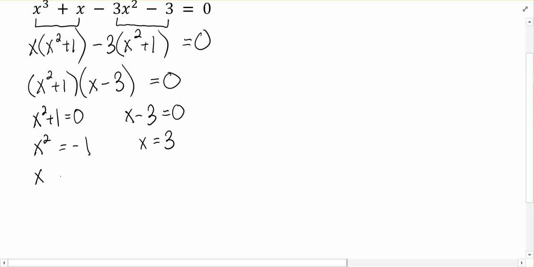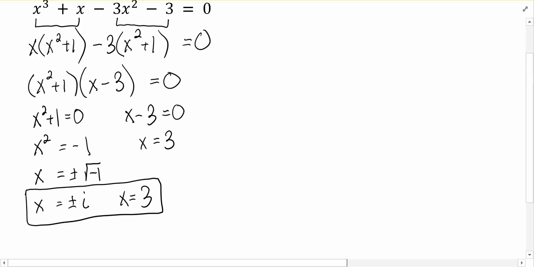To solve this, we take the positive and negative square root of both sides. And of course, the square root of -1 is i. So this gets us our 3 answers we were expecting. We're getting positive i, negative i, and 3.